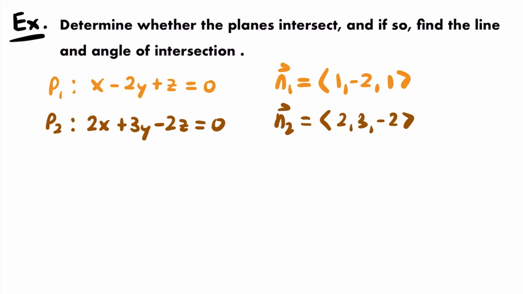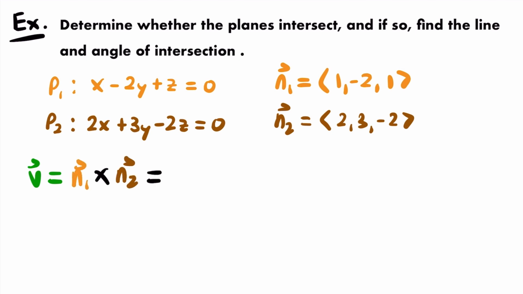Okay, and so the next thing that we want to do is take the cross product of these two normal vectors, and that will give us a vector perpendicular to both of those vectors, which will be the direction vector for the line of intersection. All right, and so I'm going to represent that direction vector with vector v, and so vector v will be equal to the cross product of vector n1 and vector n2.